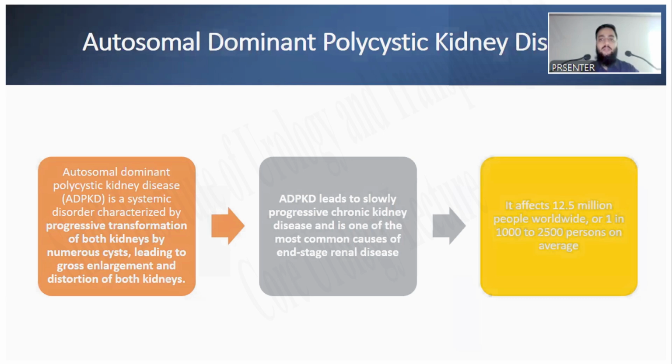Autosomal dominant polycystic kidney diseases. Autosomal dominant polycystic kidney disease is a systemic disorder characterized by progressive transformation of both kidneys by numerous cysts, leading to gross enlargement and distortion of both kidneys. ADPKD leads to slowly progressive chronic kidney disease and is one of the most common causes of end-stage renal diseases. It affects 12.5 million people worldwide, or 1 in 1,000 to 2,500 persons on average.